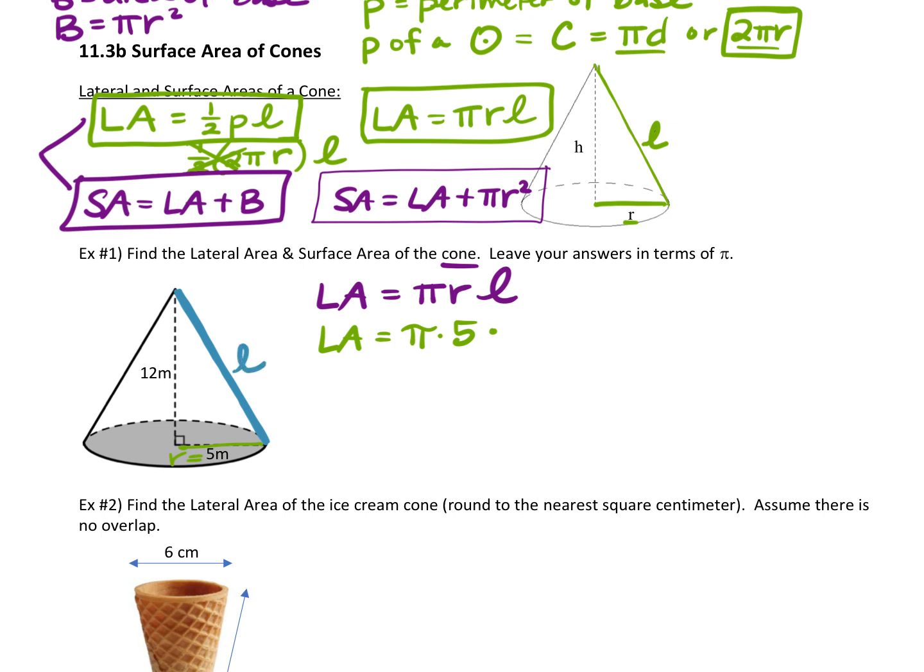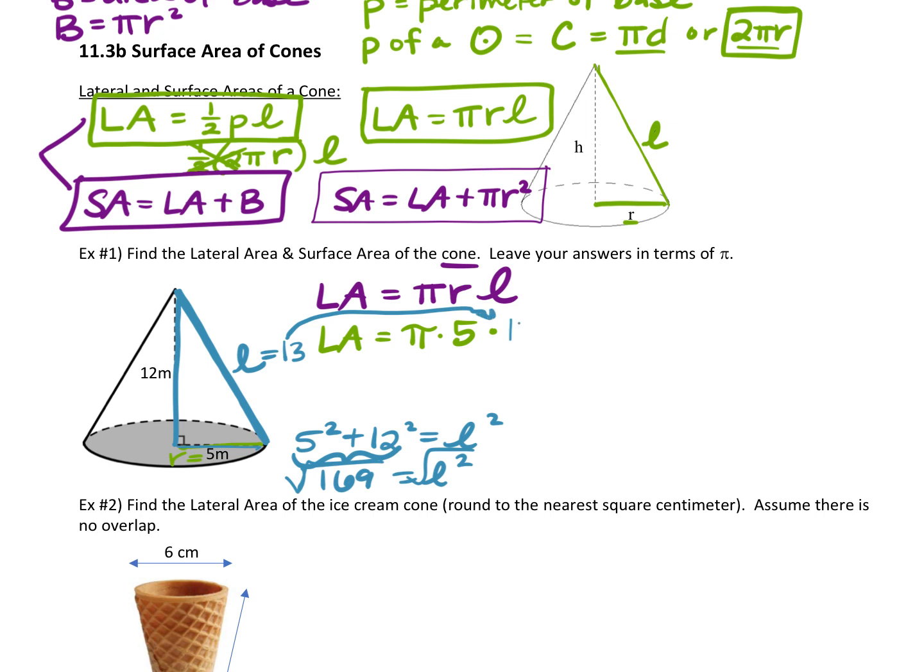Is it 10? No, it's got to be bigger, right? This is the longest side of the triangle. 15? It's not 15. This is a Pythagorean triple. So you can say 5 squared plus 12 squared equals your slant height squared. This 5 squared plus 12 squared comes out to 169 equals L squared. What do you do with that? Square root it. So your slant height is 13, the square root of 169. That's what you're going to plug in right here.